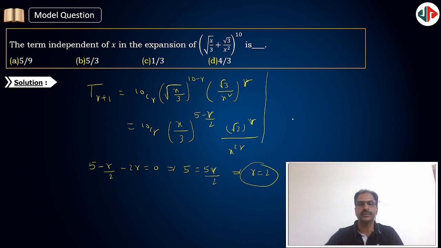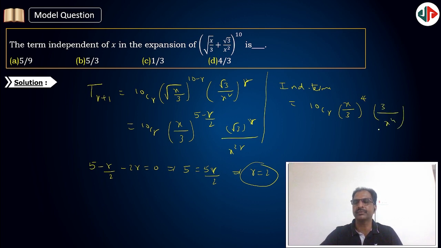Now, how to get the independent term of x? Put r is equal to 2 in there. So the independent term is equal to 10C2 (x by 3) whole power 4, (root 3) whole power 2, 3 by x power 4. So that x power 4 gets cancelled. 10C2 is 10 into 9 by 2, 45. X power 4 gets cancelled. 3 by 3 power 4, 45 by 27 or 5 by 3. Option B.